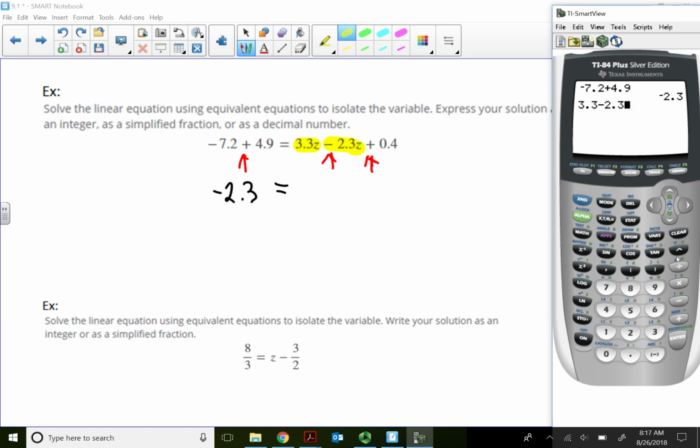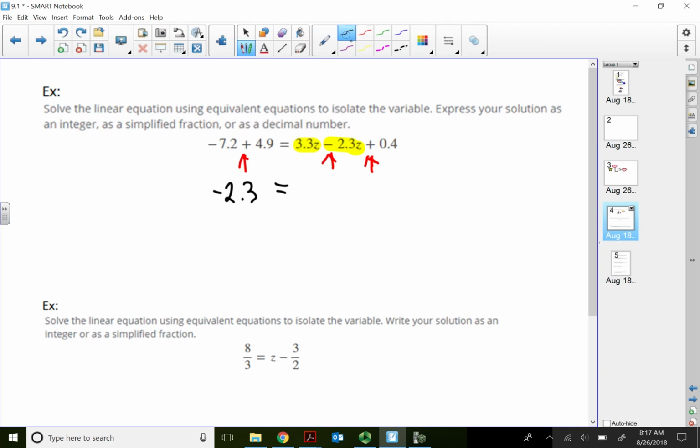And note, a regular graphing calculator cannot solve equations for you. So what we enter in the calculator is simply the operations. So 3.3z minus 2.3z is 1z. You can write 1z or you can write just z. That's the same thing. All right. But I still have positive 0.4 on the right side. Positive 0.4 is not a like term with the other ones on this side.